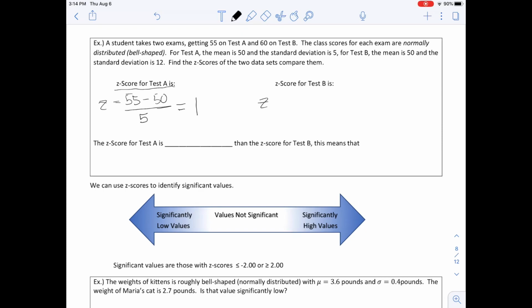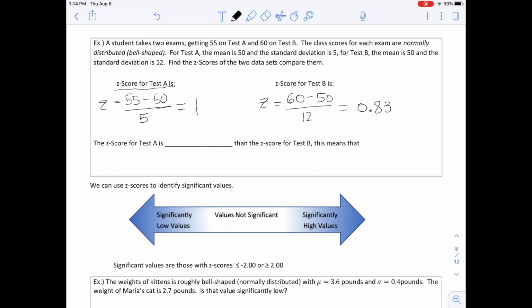To calculate our z-score for test B, we're going to take the score that we got on test B, which was a 60, subtract the mean, which again is 50, and divide by the standard deviation, which is 12. So 60 minus 50 is 10, divided by 12 is going to equal, rounding to 2 decimal places, 0.83.